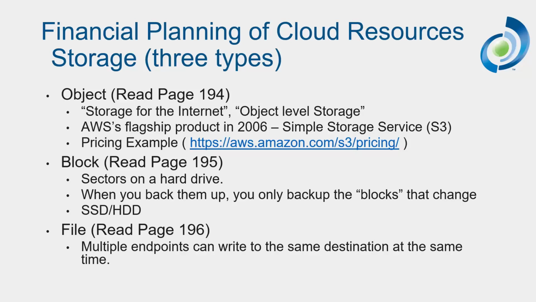And then the last one here, file: multiple endpoints can write to the same destination at the same time. One of your best examples of that, something you've seen, is Google Drive. We could all be looking at the same Google Drive from our computer, and we can add that as a drive on our computer so it looks like a hard drive, even though it's really not on our computer. It's out there being used and shared by all of us.